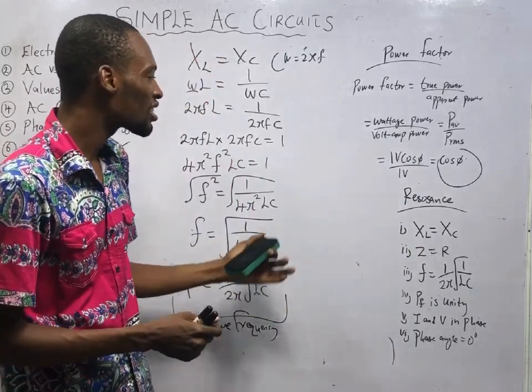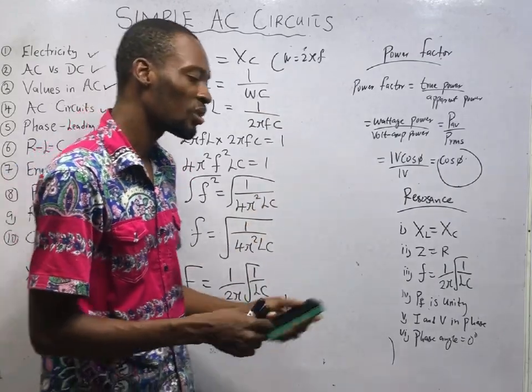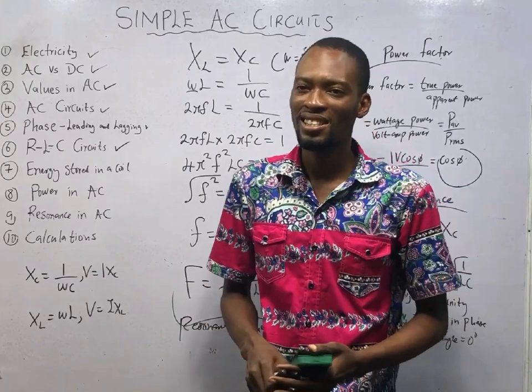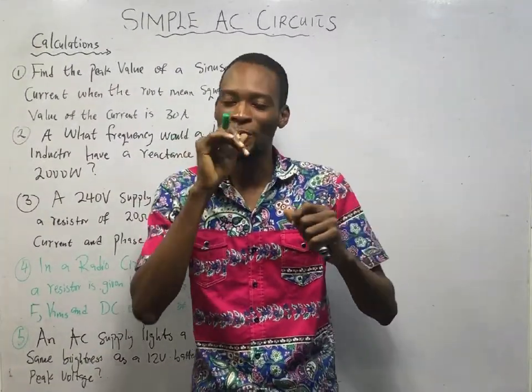So these are the factors for resonance, and I've explained power factor and other stuff. Now let's see calculations in AC circuits. Simple AC circuits calculation.